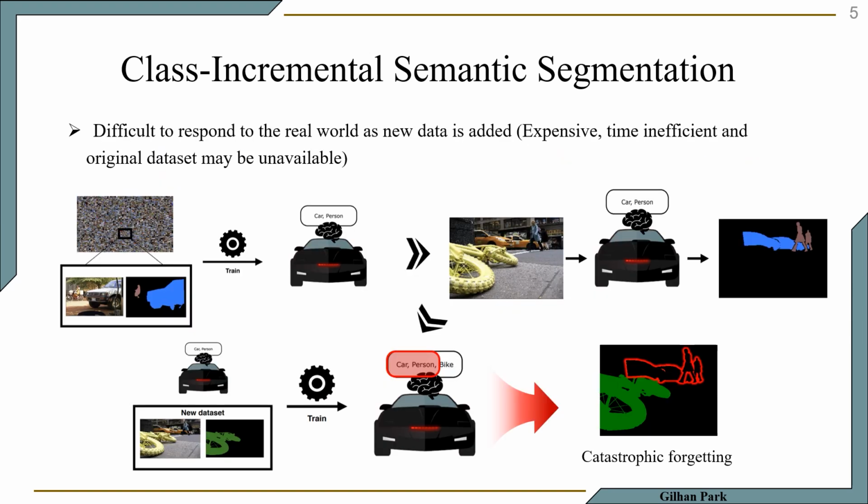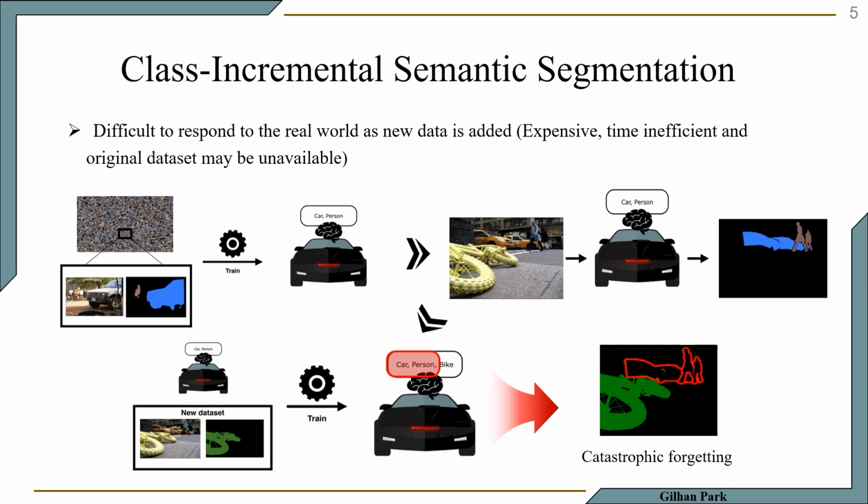Let's think about a self-driving car. At first, the car was trained to recognize just cars and people. But now, we want to teach it something new, like how to recognize a bicycle. Here's where a problem can happen. When the car learns about bicycles, it might start to forget what it knows about cars and people. This is called catastrophic forgetting.